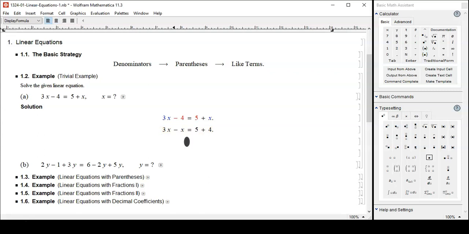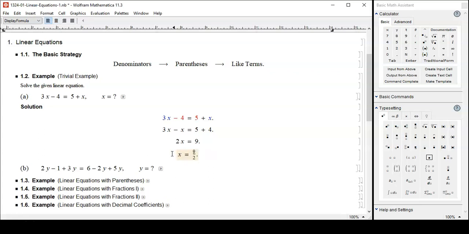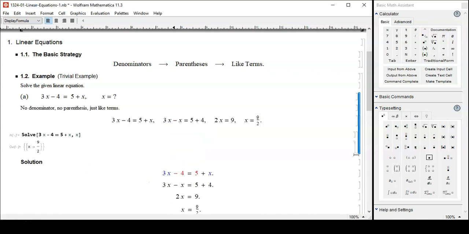And what's next? 3x minus x is 2x, and the right-hand side is 9. And then we go ahead with the conclusion. x is 9 over 2. And that's got to be the answer. Is that really the answer? Let's check it out. Indeed, that's the answer.